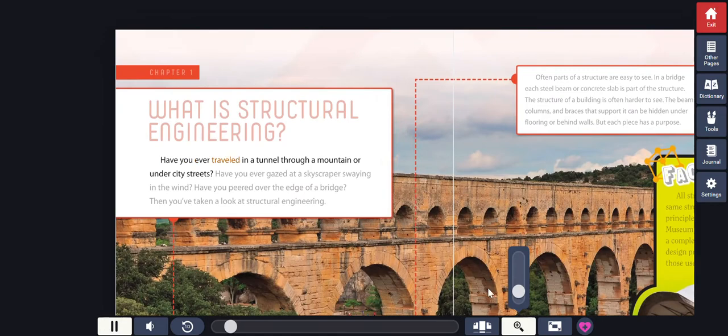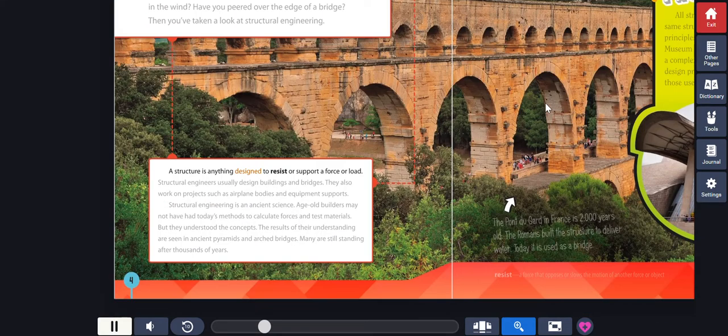Have you ever traveled in a tunnel through a mountain or under city streets? Have you ever gazed at a skyscraper swaying in the wind? Have you peered over the edge of a bridge? Then you've taken a look at structural engineering. A structure is anything designed to resist or support a force or load. Structural engineers usually design buildings and bridges. They also work on projects such as airplane bodies and equipment supports.